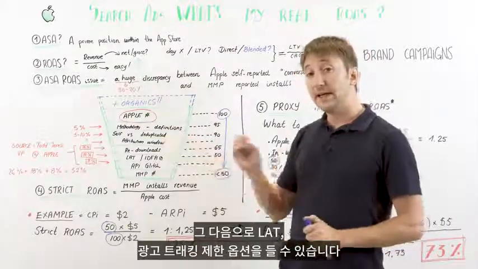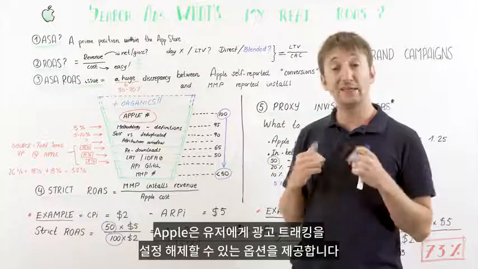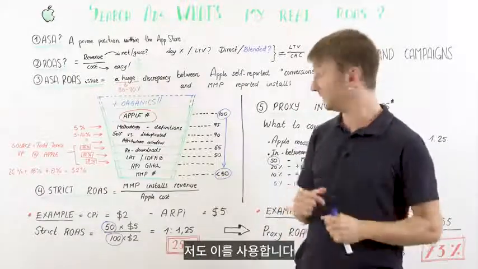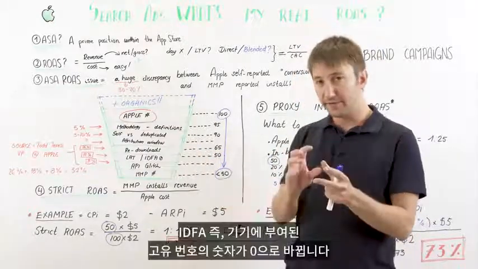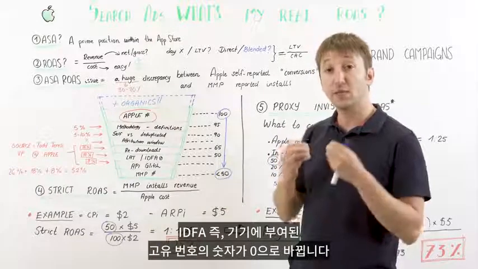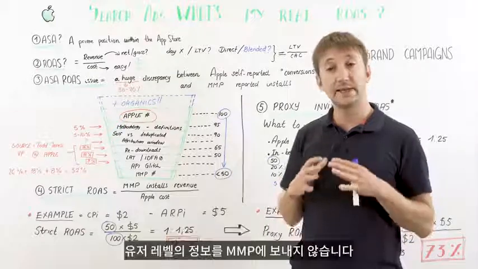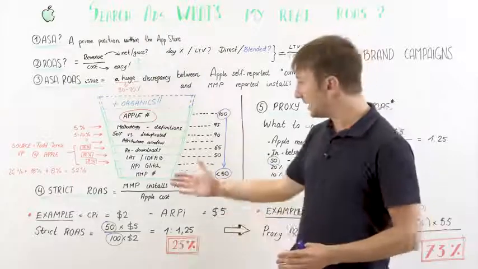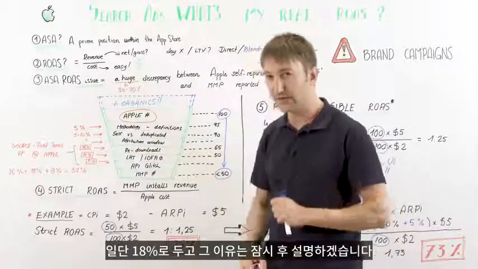The next one is the LAT, the limited ad tracking option. Apple provides users the option to exclude themselves from being tracked, which from a privacy standpoint, as a consumer, I think is great, and I'm using it. Whenever somebody activates this limit ad tracking option, the IDFA, the identification number associated with that device, gets wiped out to 0. Apple, to protect the privacy of its users, decides not to pass user-level information to the MMP, which is completely normal. This difference can amount to 15 to 20%. I've put 18% here, and you're going to know exactly why in a second.